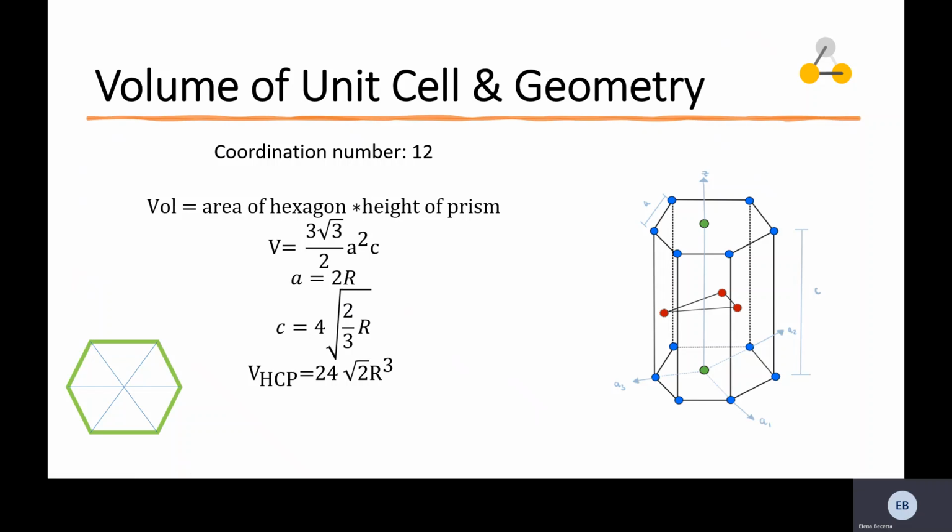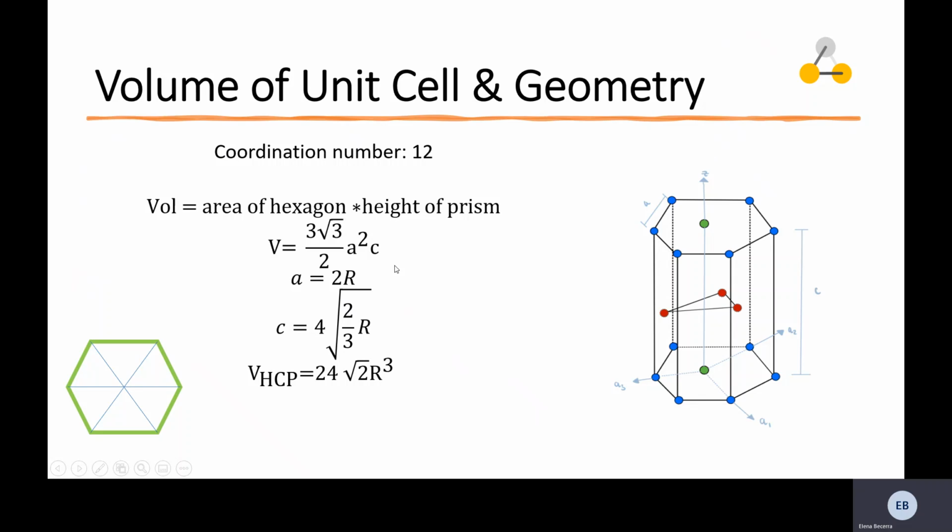Now for the volume of unit cell and geometry. So an HCP model does have a coordination number of 12. This is computed by, if you see this image on the right that I have created, if you look at this green centered atom here, you can see that its neighboring atoms, which are these blue spheres, there are 6 of them, followed by the 3 interior atoms, these red spheres, which are 3 more, and above this green centered atom, there would be 3 more red spheres. So this comes down to a total coordination number of 12. 6 blue ones and 6 red ones in total.